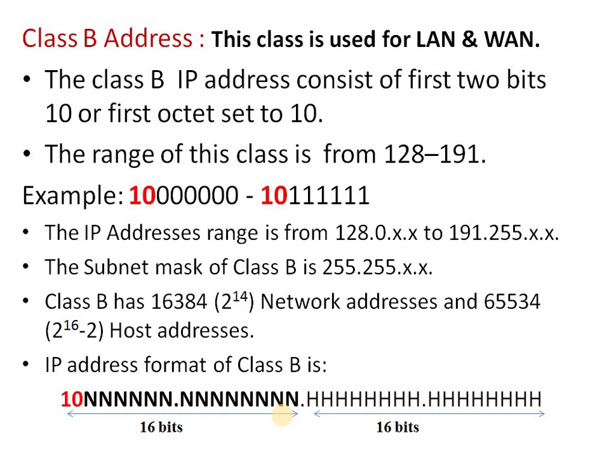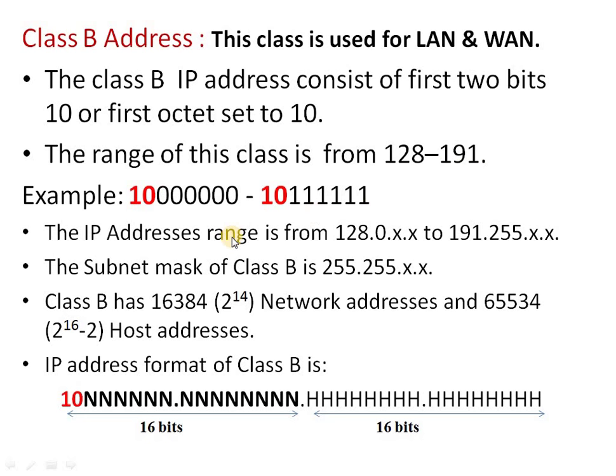Now the class B address. This class is also used for LAN and WAN, and this class of IP address consists of 2 bits, 1 0. The example of this scenario is 1 0, so that is the range of the class B IP address, and its range starts from 128 to 191.